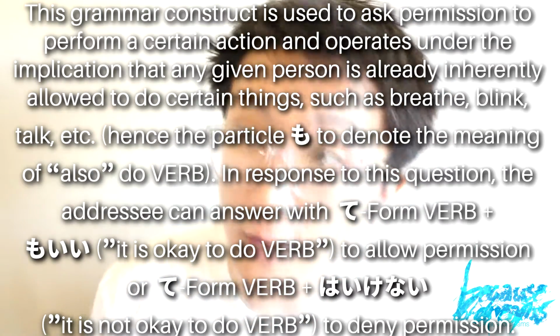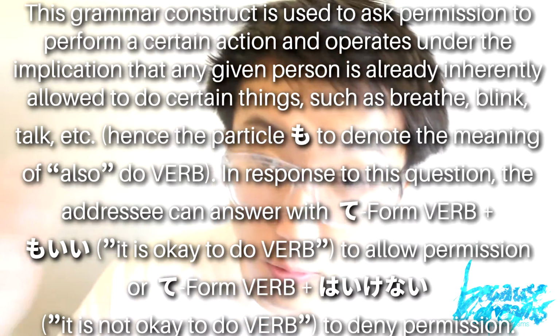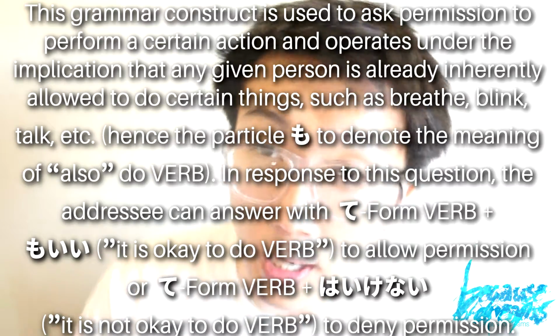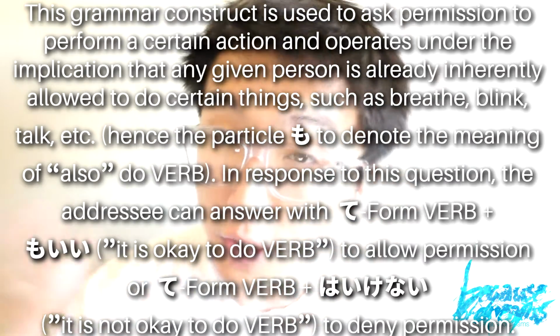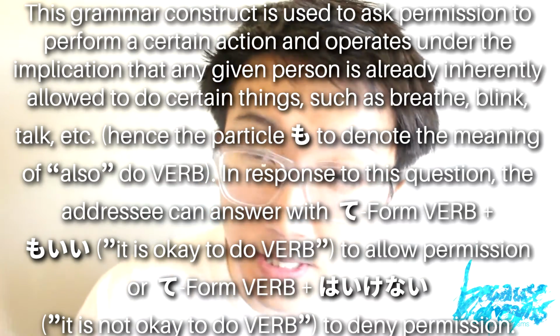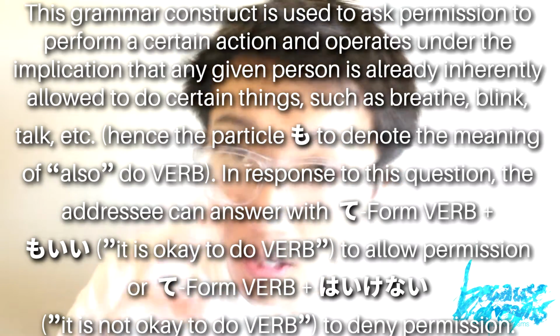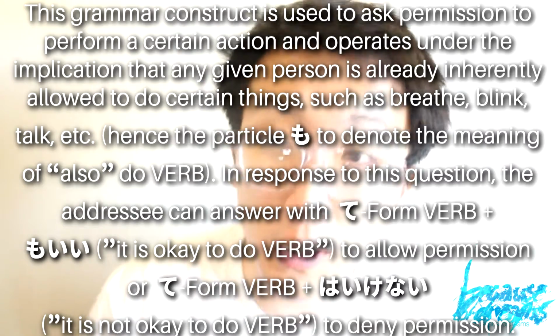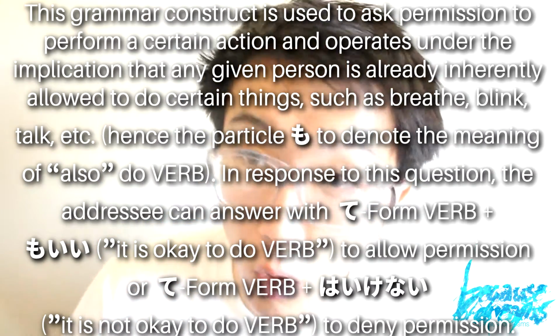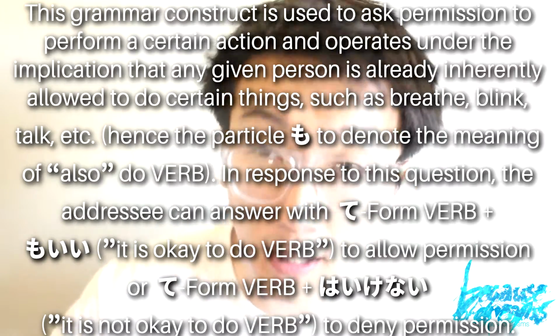As for the negative, as in it's not okay to do verb, then we have te form of a verb plus the phrasing wa ikenai or wa ikemasen. And so when I first asked for permission of this person to do something, I kind of established this air that there is a relationship between us in which the person I'm talking to is in an authoritative role to grant me permission to do the thing that I want to do.